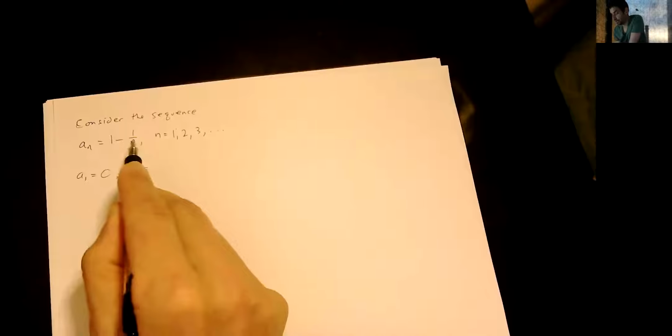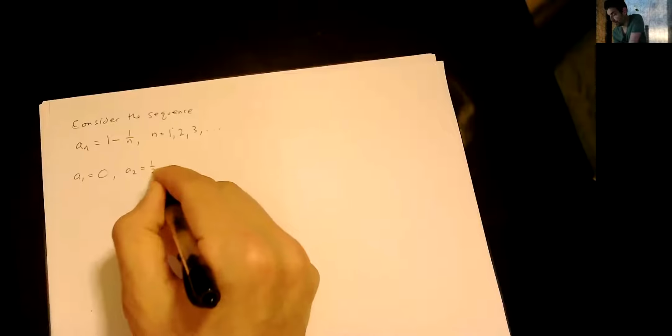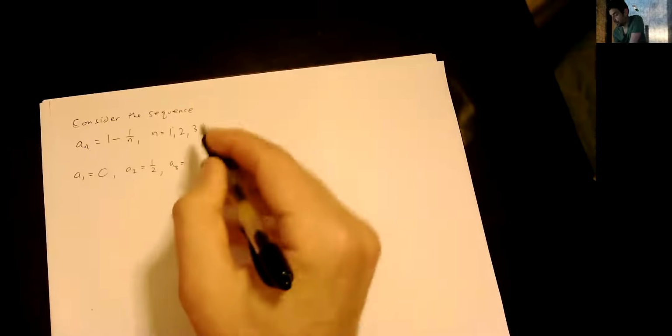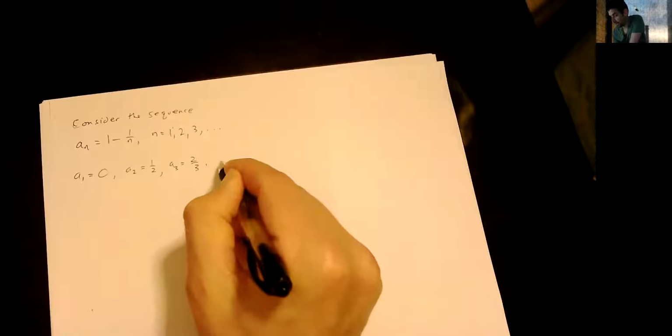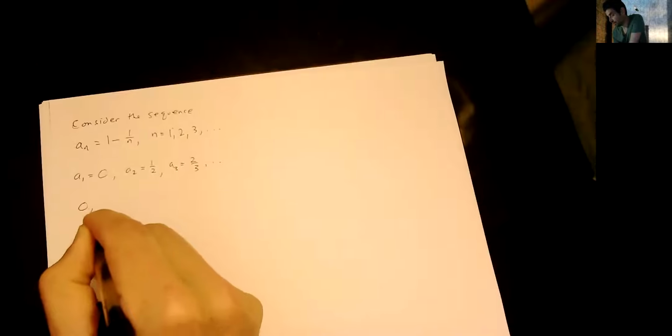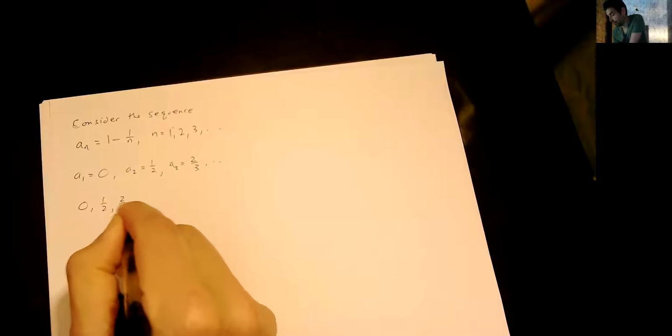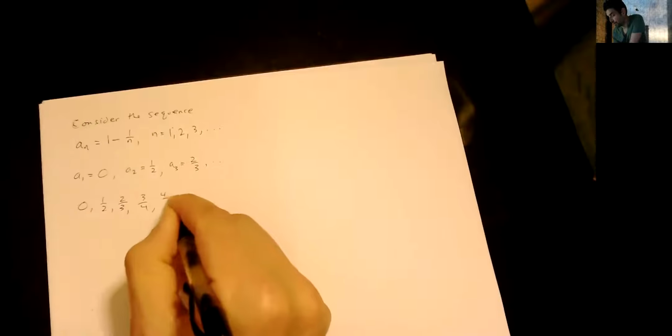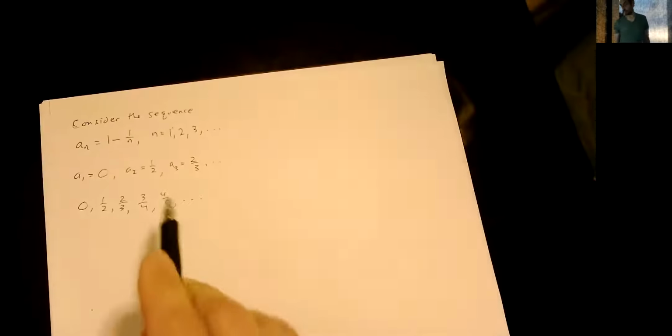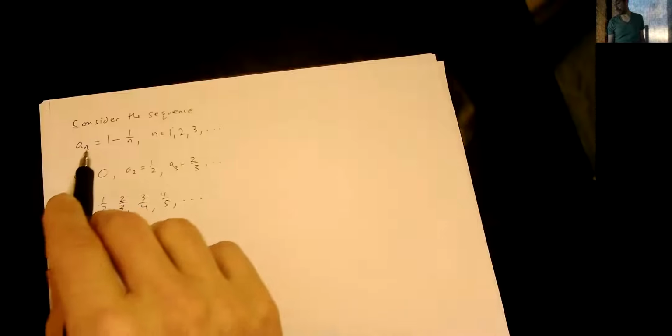A2, I put in 2 here. I get 1 minus 1/2 or 1/2. A3, I get 1 minus 1/3 or 2/3, and on and on and on. So we end up with this sequence 0, 1/2, 2/3. If you continue this, you'll get 3/4, 4/5, and on and on and on. Okay, and so instead of having to write out all of these terms, I've just given a nice little formula that we can determine the rest of the terms from.